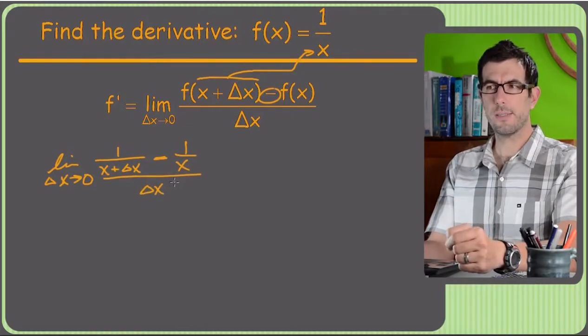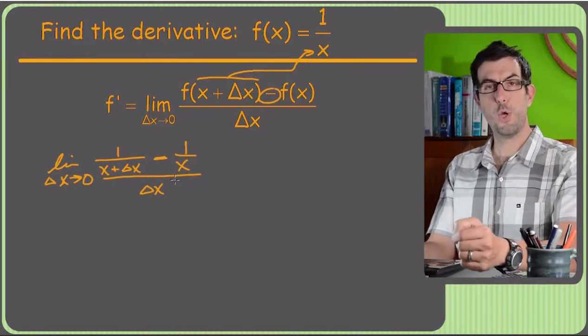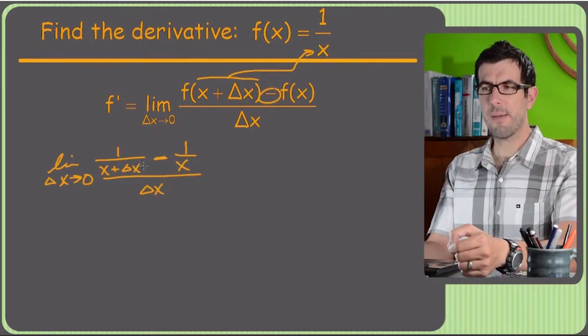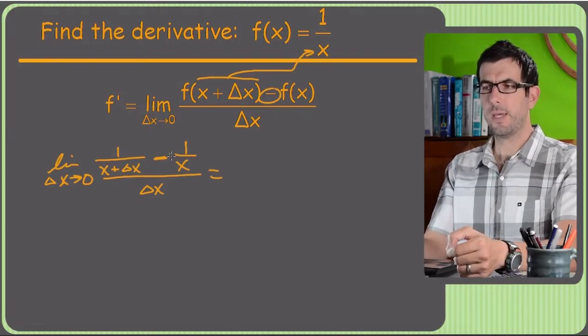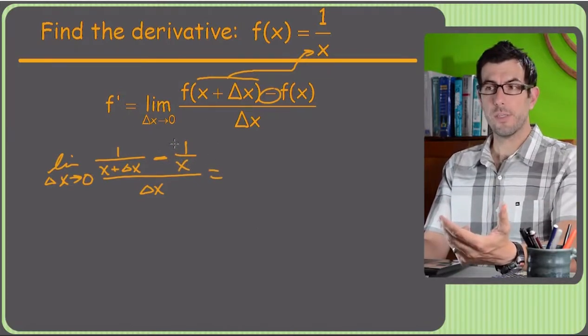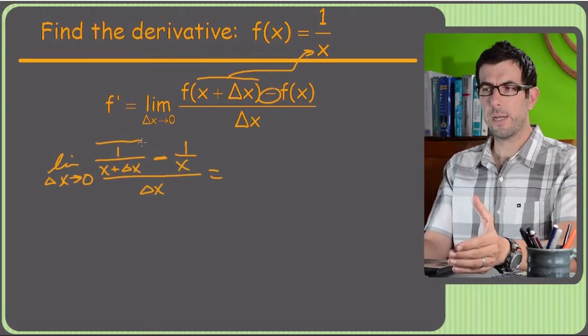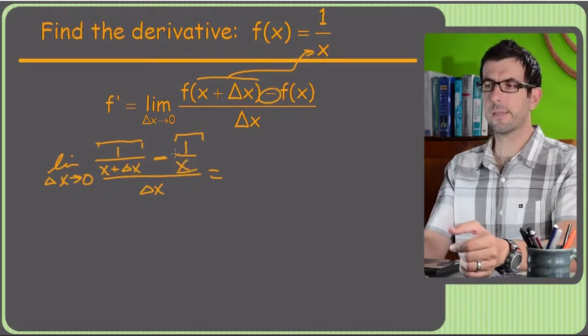All right, so now if you're looking at this, you might be thinking, there's no way this stuff is going to cancel because everything's in the denominator, so there's no way to get at it. Well, that's where the common denominator is going to come in handy. If you go back to rational functions, the common denominator of this term and this term is just going to be x times x plus delta x.